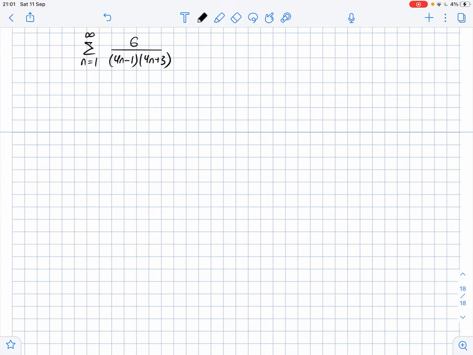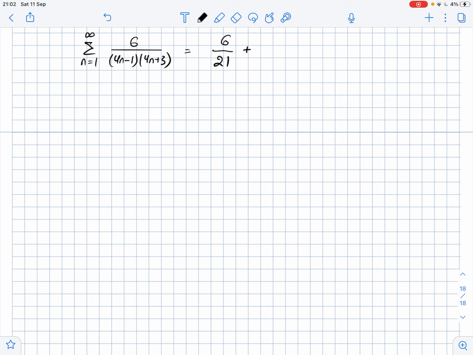So we need to identify whether the given series is convergent or divergent, and if it's convergent, we need to find its sum. So let's substitute n equals 1 to find the first term of the series. We will get that the first term is 6 over 4 minus 1 is 3, and 4 plus 3 is 7, so it's 6 over 21.